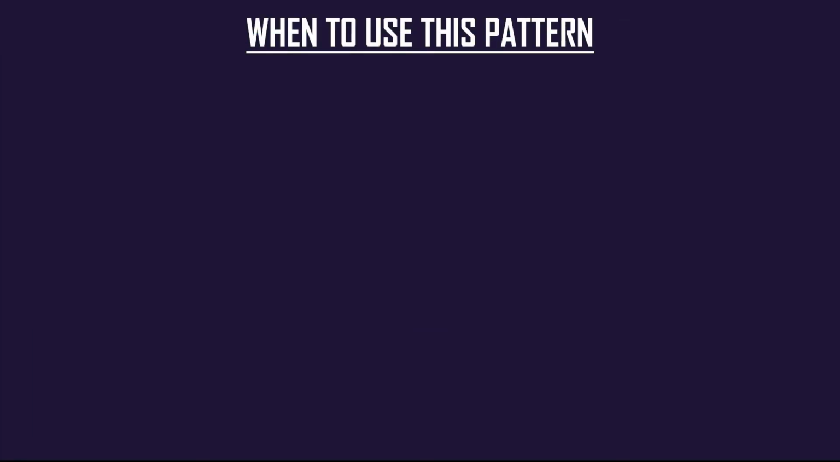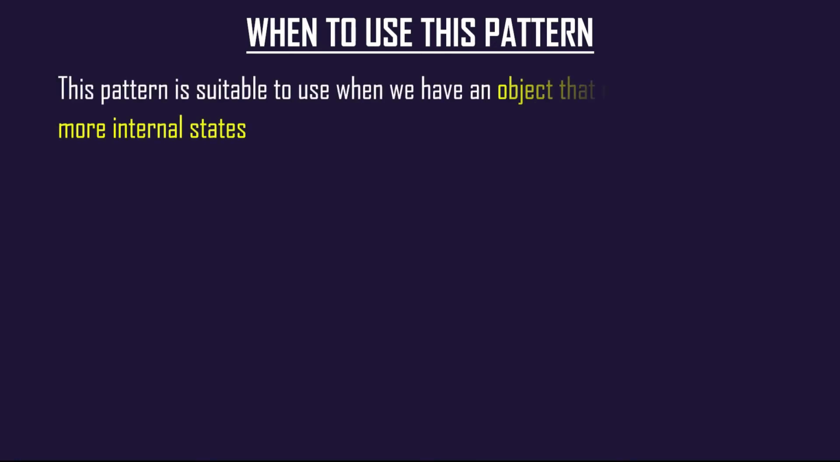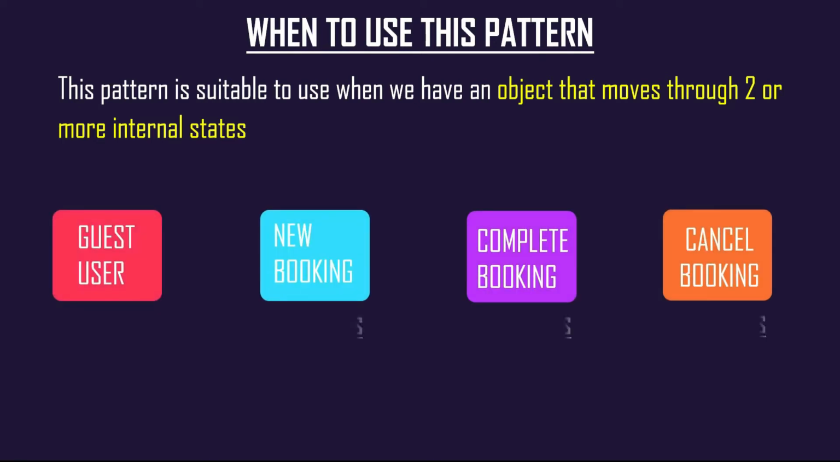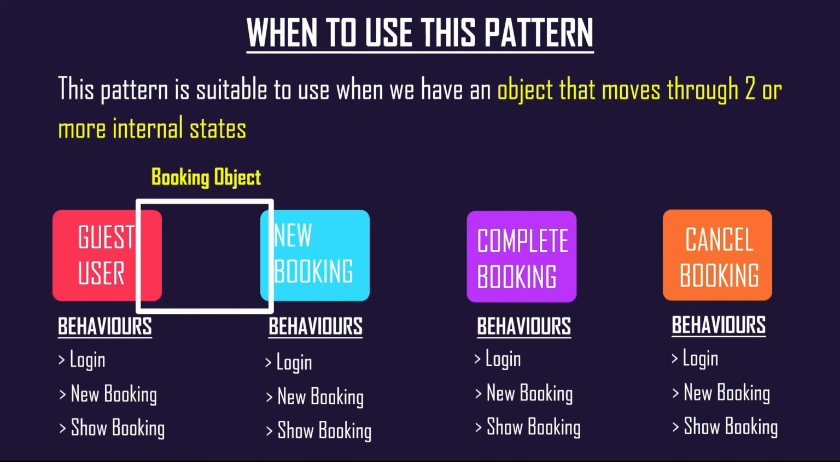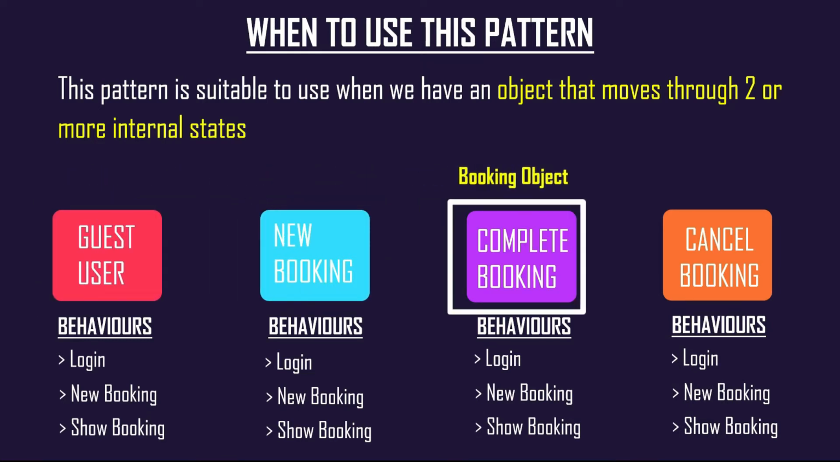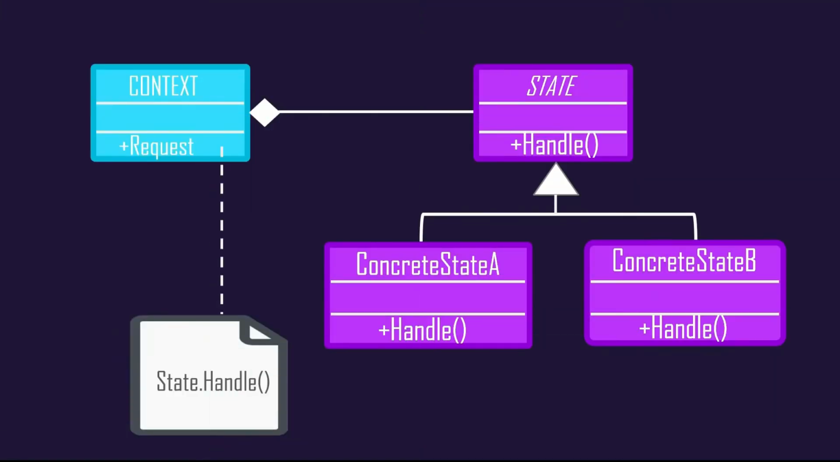Okay, so when to use this pattern? This pattern is suitable when we have an object that moves through two or more internal states, like we discussed with the booking object, where the behavior of the booking object changes with each internal state change. Now, let's quickly see the UML before refactoring our code to the state design pattern.